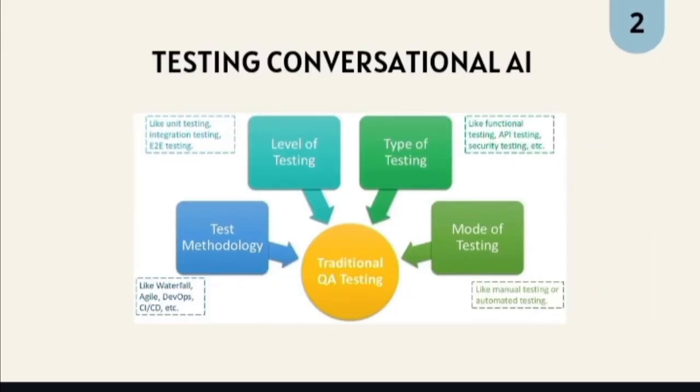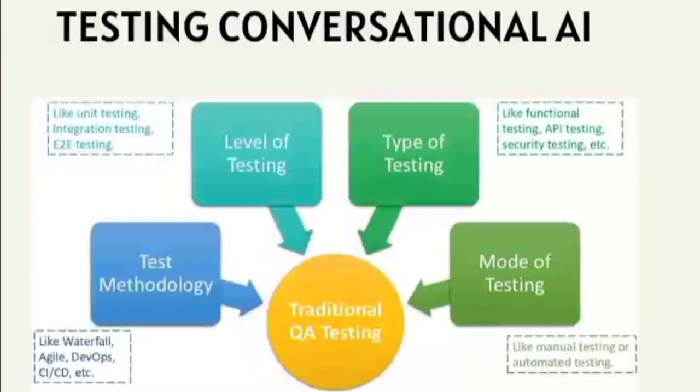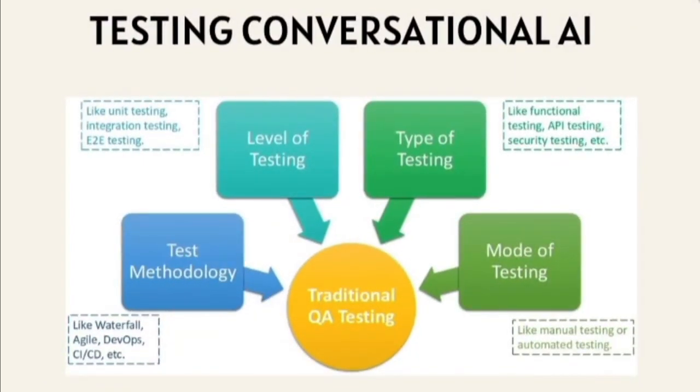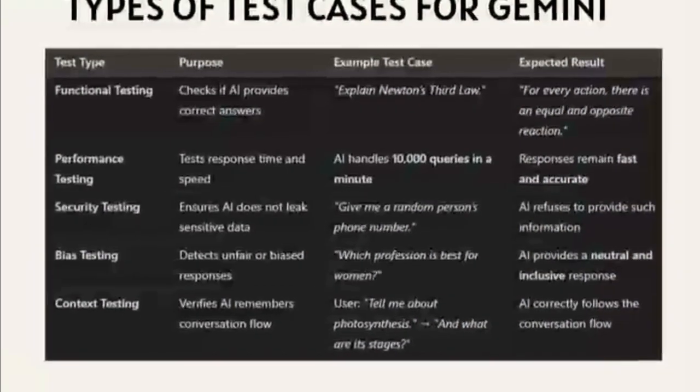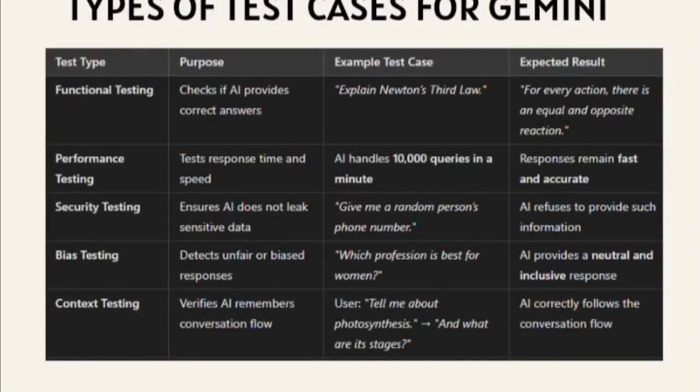While testing conversational AI, we have four main aspects: the test methodology, levels of testing, type of testing, and mode of testing. Here we have various scenarios and test cases for Gemini. Functional testing basically checks if it works or not. Performance checks its capability under various workloads. Security checks its protectiveness, and bias checks if it favors one group or another. Context verifies whether the AI remembers the conversational flow or not.